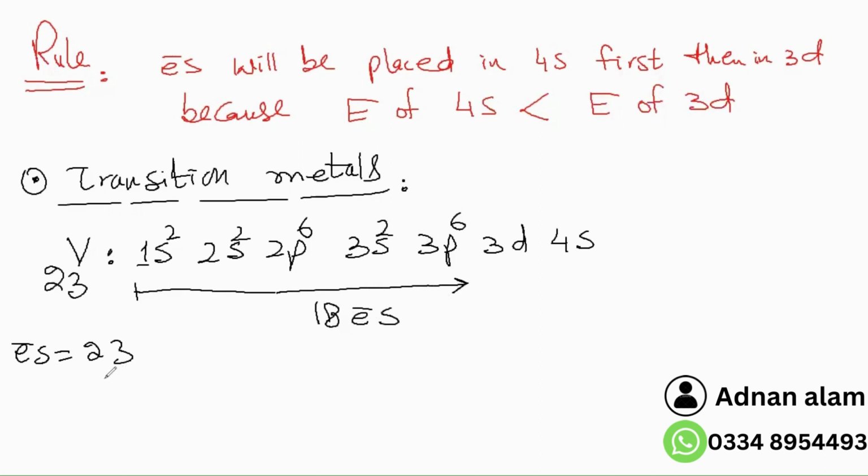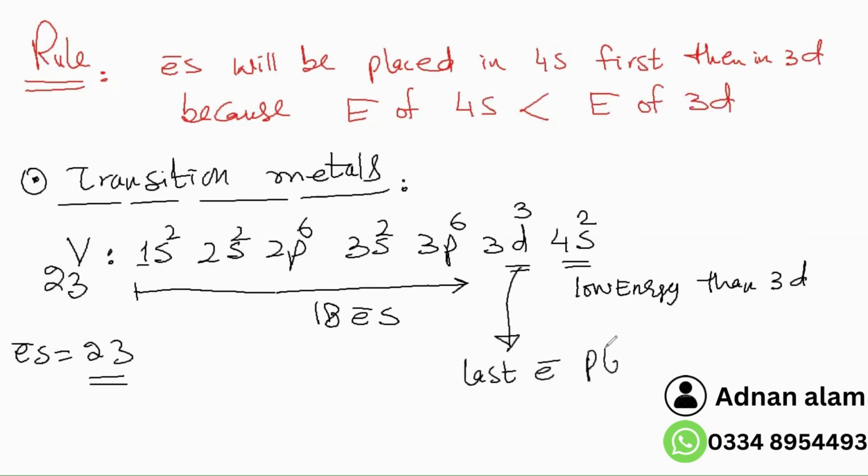Now we are left with 5 electrons. 18 electrons have been placed till 3p6. So how to place the remaining 5 electrons? We need to place electrons in 4s first, because 4s has lower energy than 3d. So that is why we are placing 2 electrons in 4s first, and then we are left with 3 electrons, so we place them in 3d. Now the last electron is placed in the d subshell.